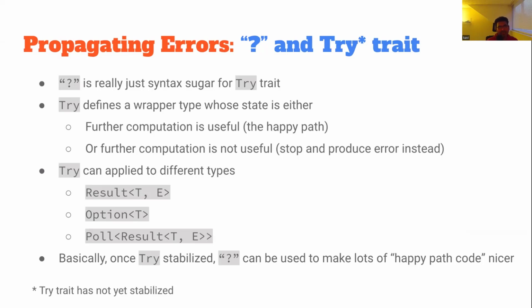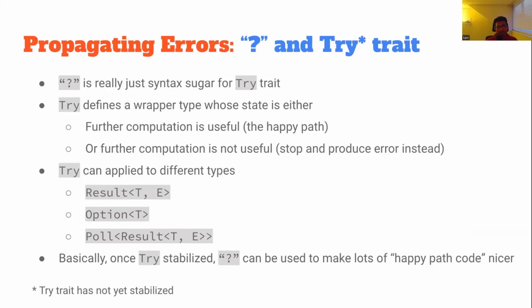Why? Because it gives a nice opportunity here: we have a generic trait used to communicate this idea, for example, that your type can be in either of two states. Either it needs a future computation, which is the happy path, or we have to stop and produce the error and return it. These are the two cases where any type can satisfy this behavior using the Try trait.